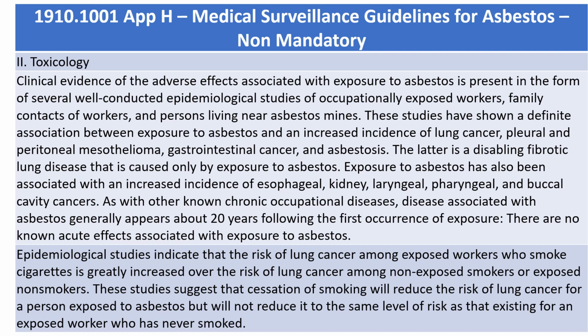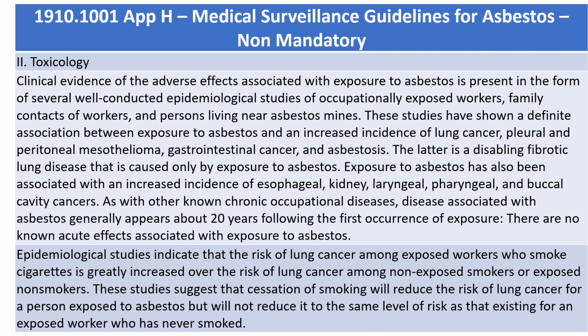2. Toxicology. Clinical evidence of the adverse effects associated with exposure to asbestos is present in the form of several well-conducted epidemiological studies of occupationally exposed workers, family contacts of workers, and persons living near asbestos mines. These studies have shown a definite association between exposure to asbestos and an increased incidence of lung cancer, pleural and peritoneal mesothelioma, gastrointestinal cancer, and asbestosis. The latter is a disabling fibrotic lung disease that is caused only by exposure to asbestos.